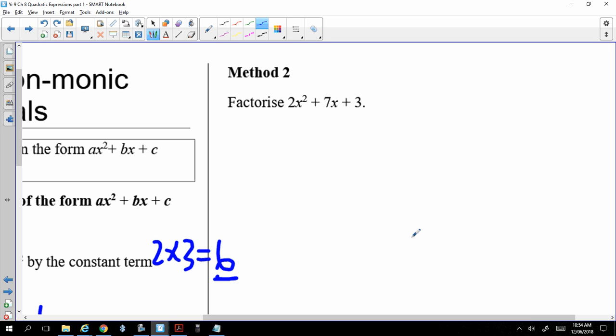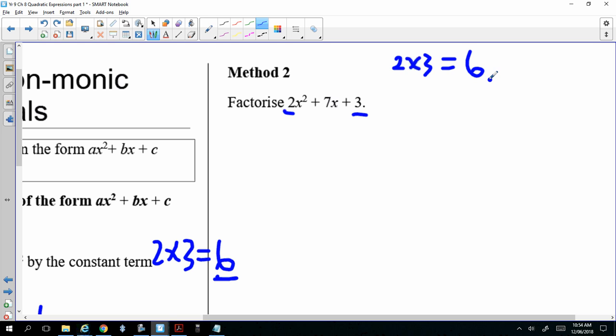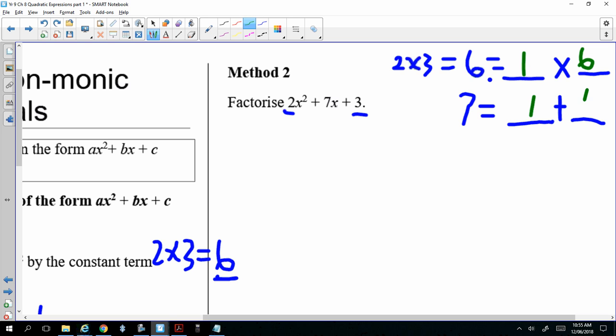Method 2, you still have to do the same step, times 2 and 3 together. Step 1, 2 times 3, which is 6. And find two numbers which multiply to get 6 and add to get 7. It's 1 and 6 again, right? But the second step is different. The first step is the same, the second step is different.